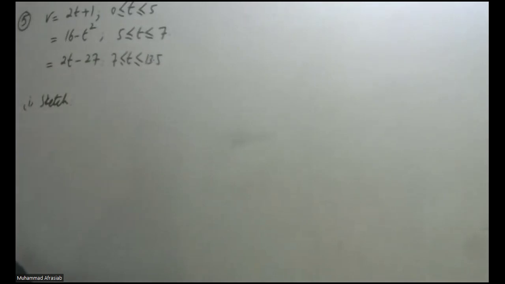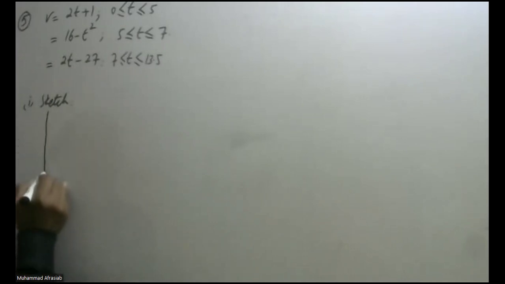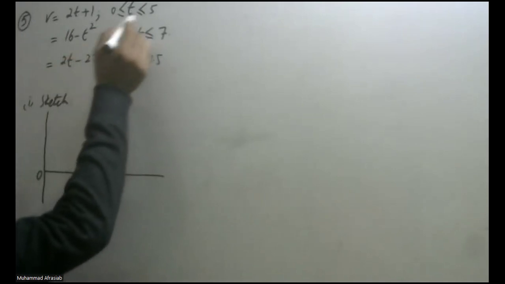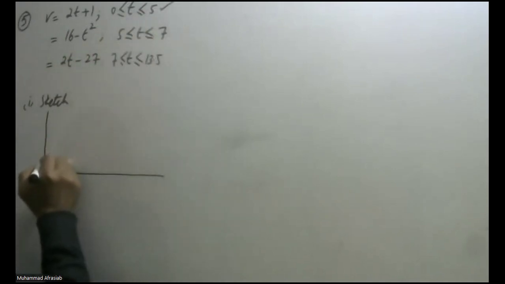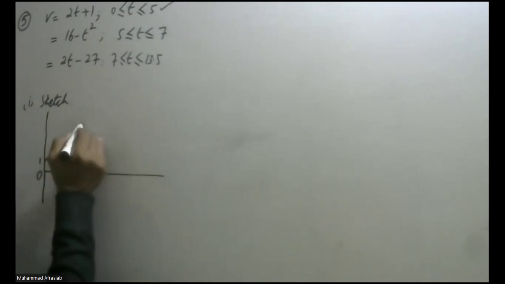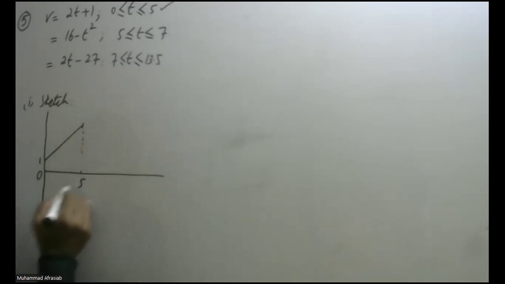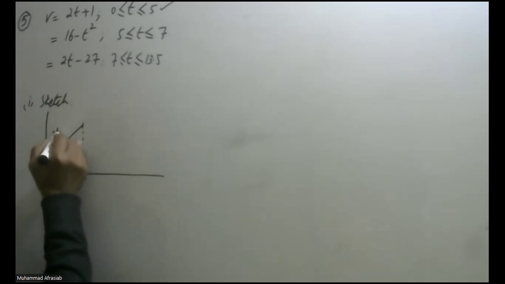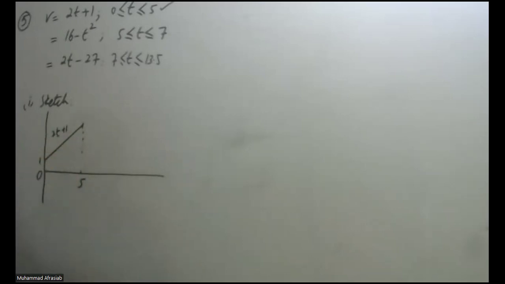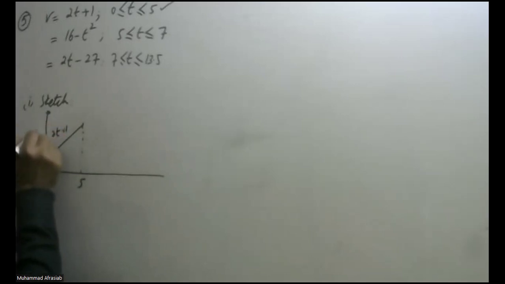Since the graph is split into three parts, the first part is from 0 to 5 seconds, and it is a straight line because 2t plus 1 is a linear equation. So if we have to draw the graph of this, let's say it is the origin. From 0 to 5 seconds, the first part, the y-intercept is 1, and it is going up till this point, and this graph is 2t plus 1. This is the velocity graph.